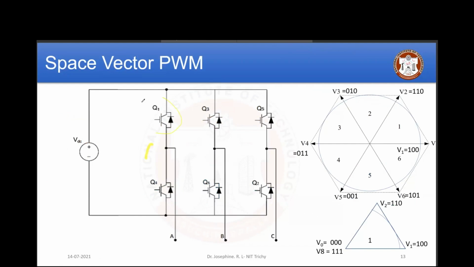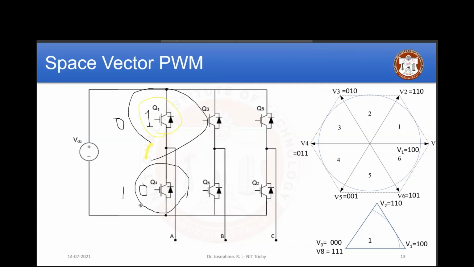Yeah, when Q1 is on, the Q2 has to be off. Okay. So when this is on, this one has to be off. There are 6 vectors. Suppose if this is on, I'll consider it as 1. If this is off, I'll consider it as 0. So when this is 1, obviously my Q4 has to be 0. And when Q1 is 0, obviously my Q4 has to be 1.